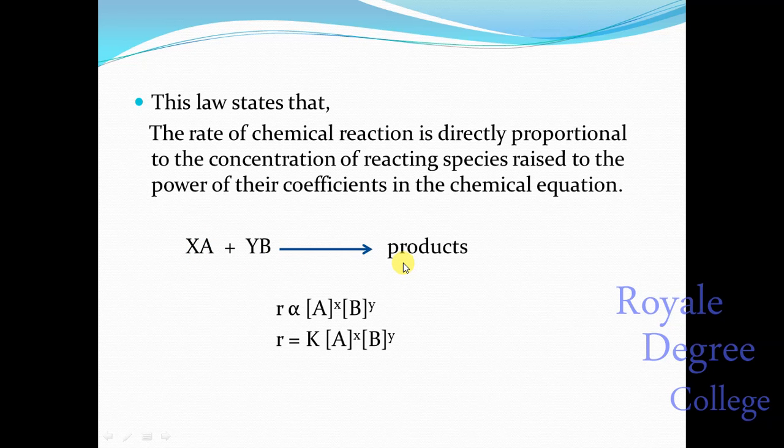So rate of this above reaction will be like this. Rate of a reaction is directly proportional to molar concentration of A to the power x into molar concentration of B to the power y. So when the proportionality is converted into equality, we write the constant K. So R is equal to K, molar concentration of A to the power x, molar concentration of B to the power y.